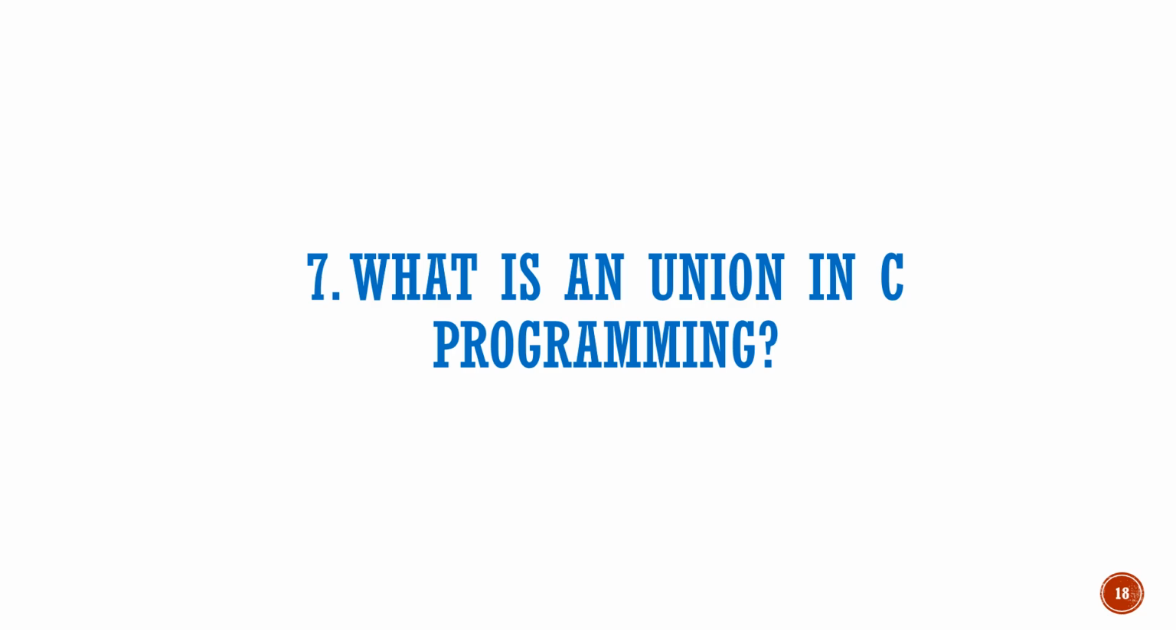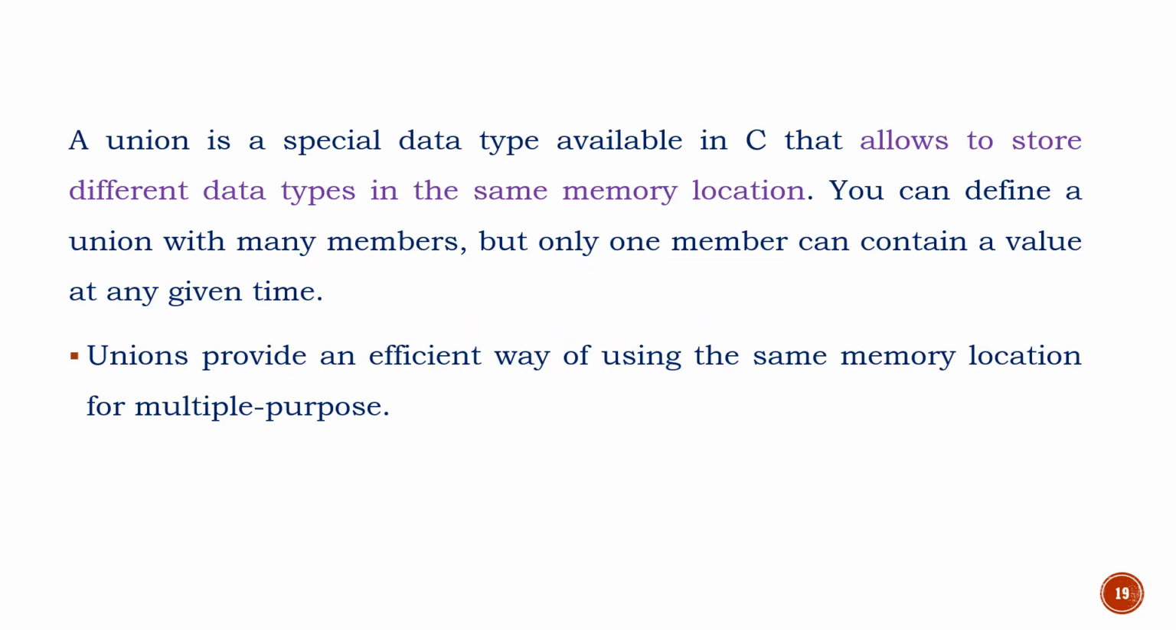What is a union in C programming? A union is a special data type available in C that allows storing different data types in the same memory location.